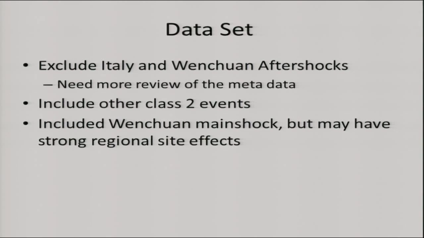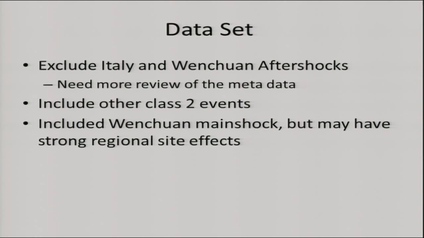All the other class 2 events that Katie talked about are included with the tapering of the effect that she showed you, so that we went out to that delta centroid Joyner-Boore distance of 15 kilometers, which was the edge of a class 2 event having a lower than average median ground motion. I've gone back and forth on the Wenchuan earthquake. It's in there now because in the end, I felt like it's a big earthquake. I got to include it.